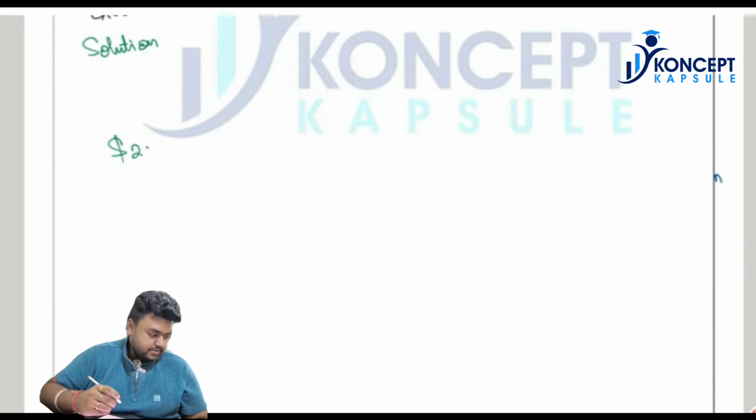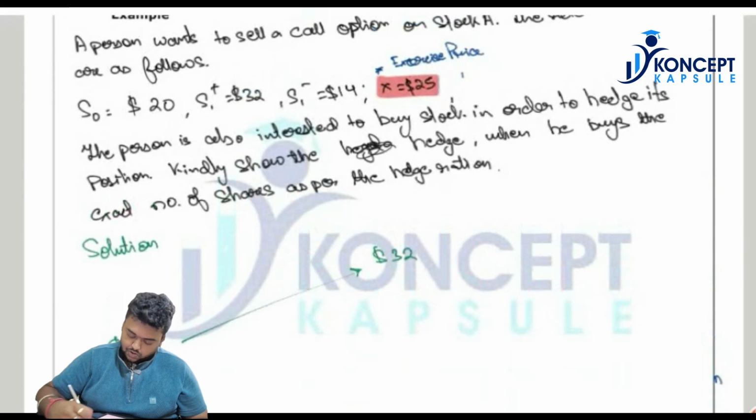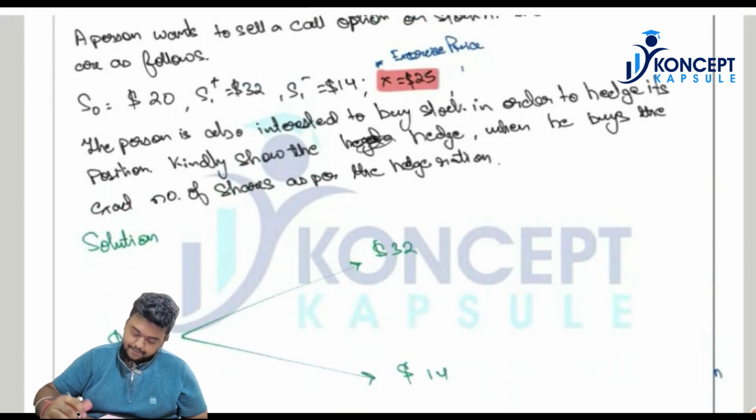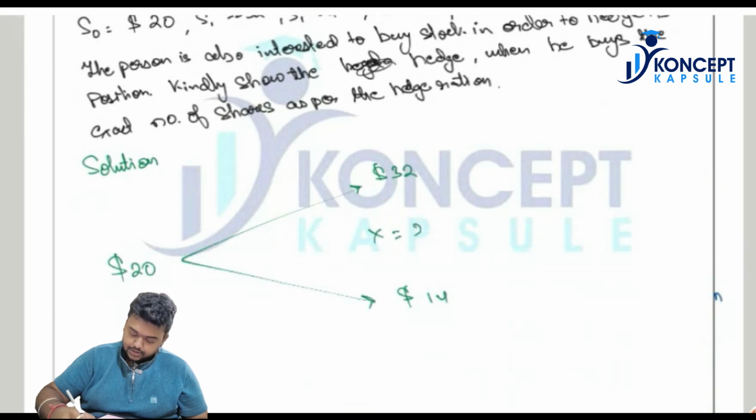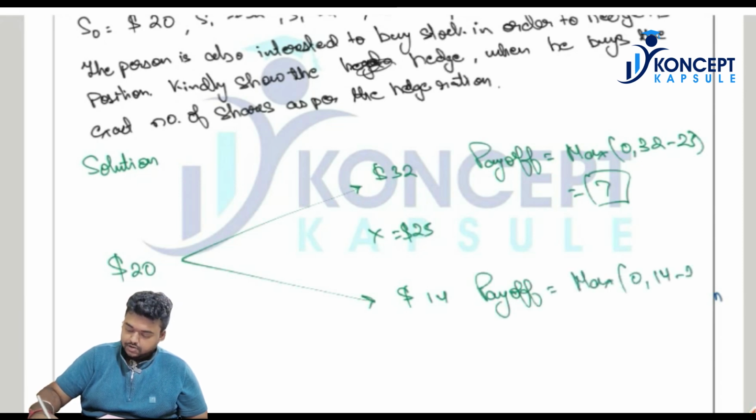So the price is given as 20. It can go to 32 or it can come to 14. Exercise price is given as $25. So the payoff is max of 0 comma 32 minus 25, which is 7. Over here payoff is max of 0 comma 14 minus 25, which is 0.